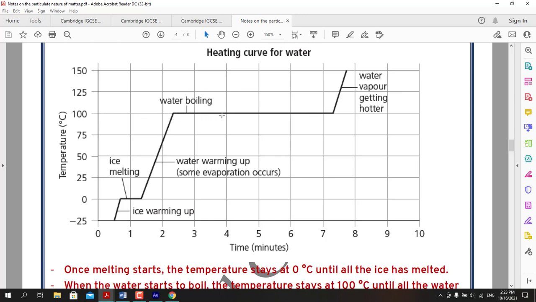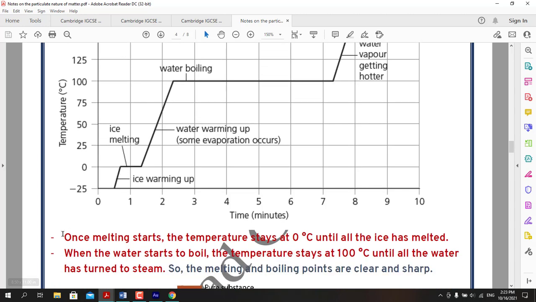At 100 degrees Celsius, water boils, and it just stays at 100 degrees Celsius until all water particles have boiled. So this doesn't happen over a range of temperature. Same here in the melting. So once melting starts, as in here, the temperature stays at 0 for a while, like a minute and a half or something, until all the ice has melted.